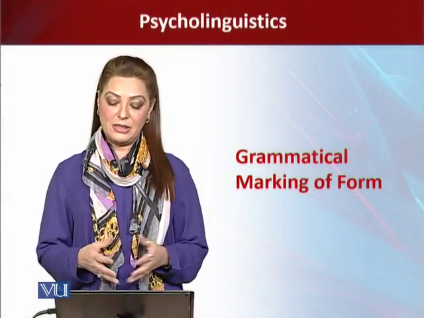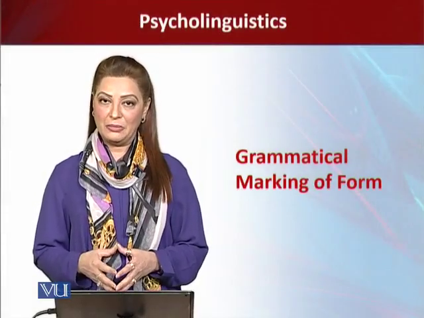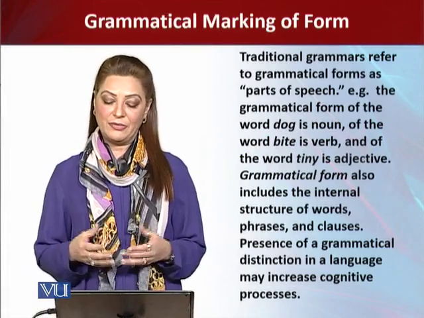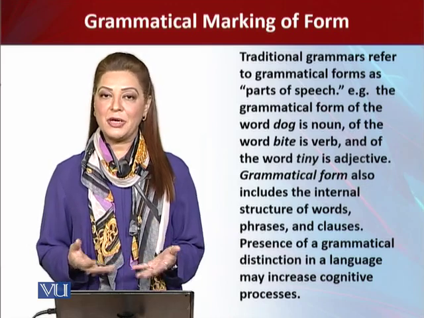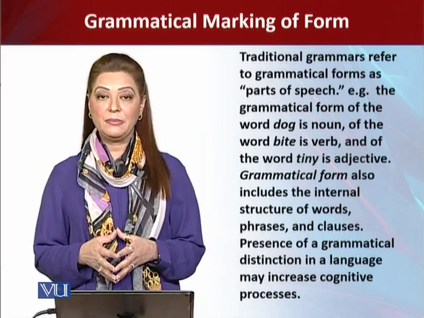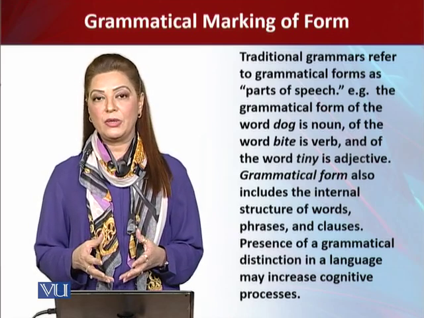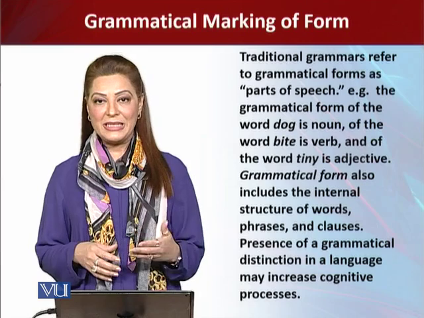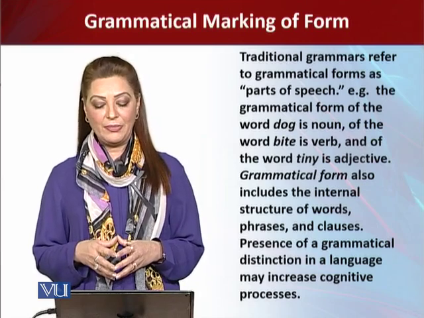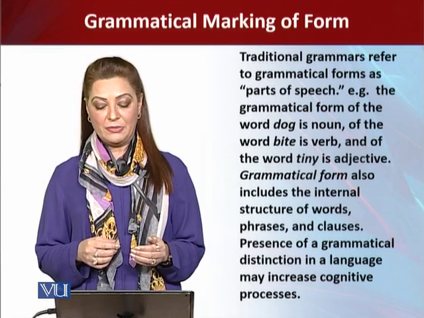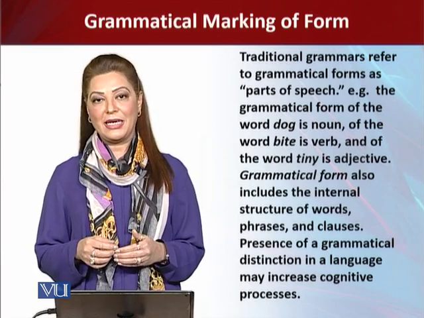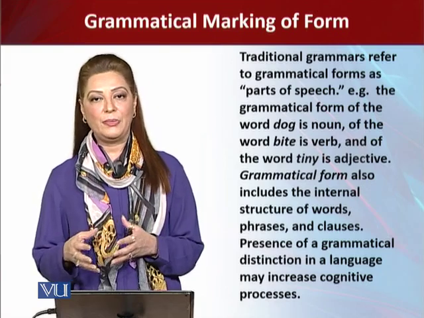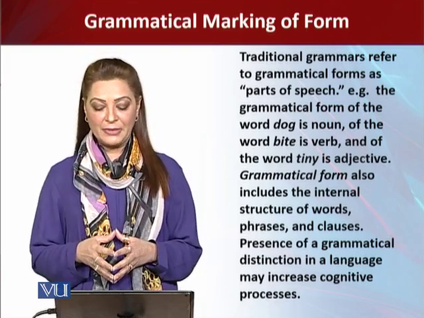Let's now discuss the grammatical marking of form. Traditional grammars refer to grammatical form as part of speech. For example, you have the grammatical form of the word dog, which is a noun, of the word bite, which is a verb, and the word tiny, which is an adjective. So you have parts of speech where you have noun, verb, and adjectives.